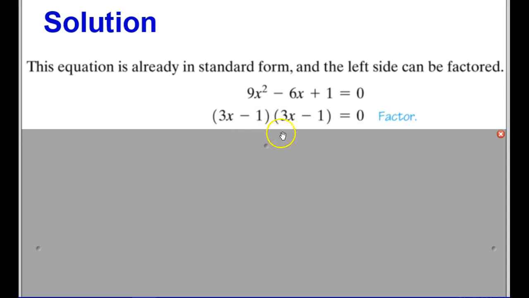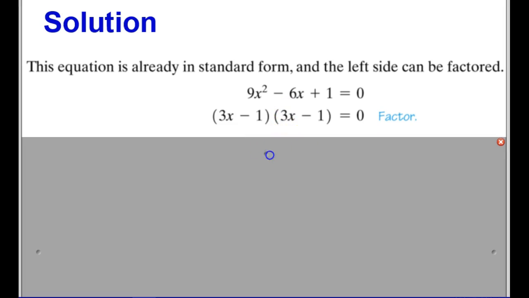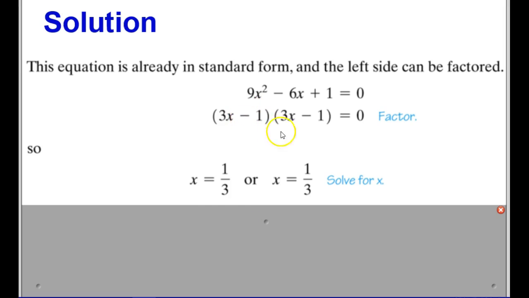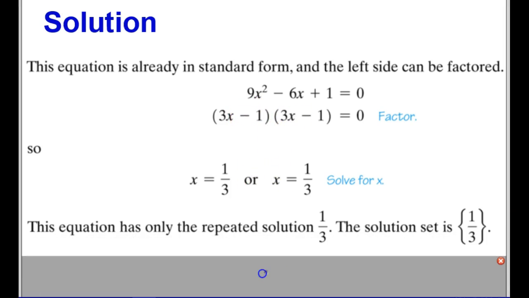So I end up with 3x minus 1 times 3x minus 1 equals 0. That's the same thing twice, so I set up each piece equal to 0 and solve for it. This is what we call a double root, because it's the same answer both times.